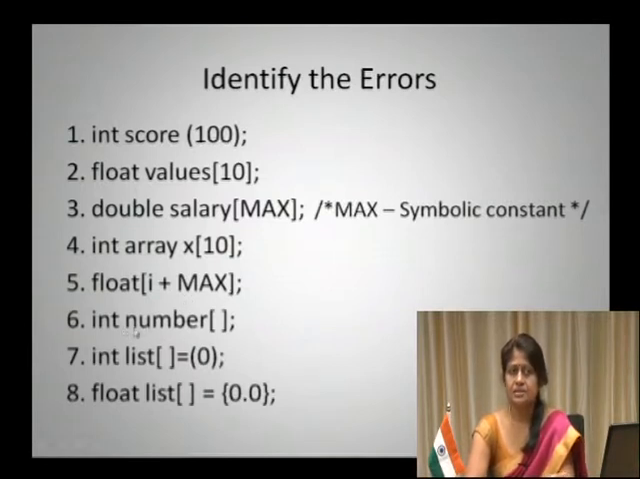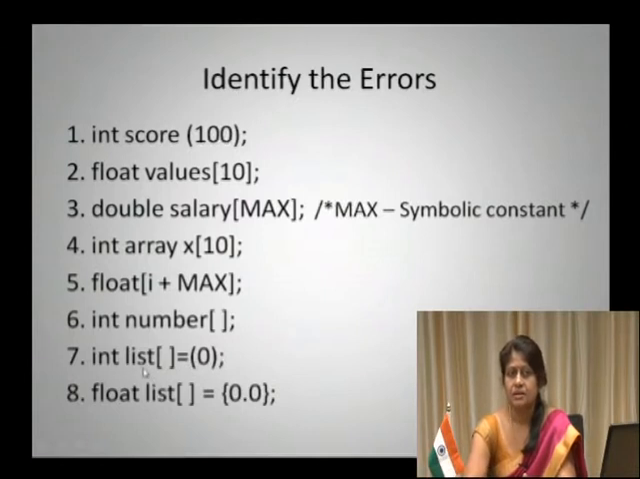Next, int number with empty square parenthesis. This declaration also would be wrong, because if we are going to declare an array in this manner, then along with this we need to initialize the values too. Since we have not initialized any values to this array called number, this declaration also would be wrong.